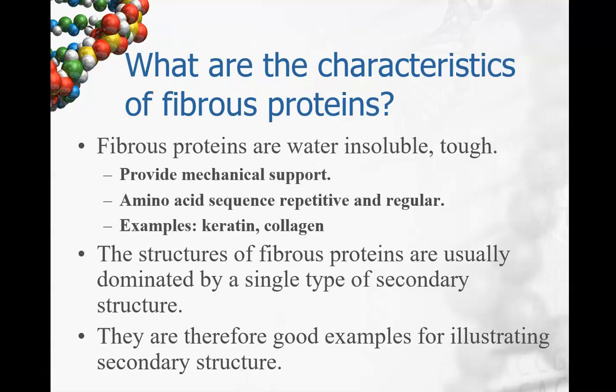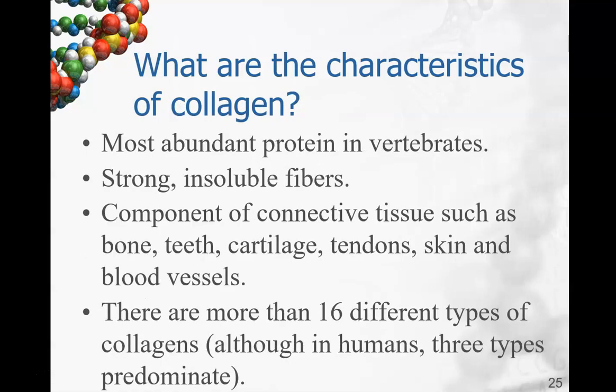So we're going to stop there with our primary and secondary structure. We do want to talk about tertiary and quaternary structure, but we will do that at a later time. What I'm going to do now is talk about collagen, because collagen is an example of a fibrous protein. Fibrous proteins are water-insoluble, physically tough proteins that provide mechanical support. They have an amino acid sequence that's repetitive and regular, and they're usually dominated by a single type of secondary structure. So they're good examples for illustrating secondary structure.